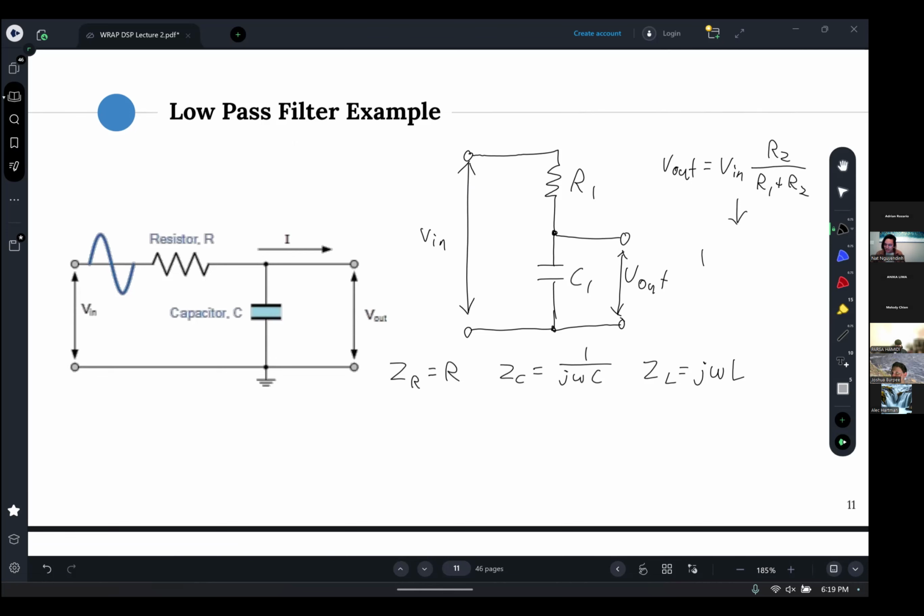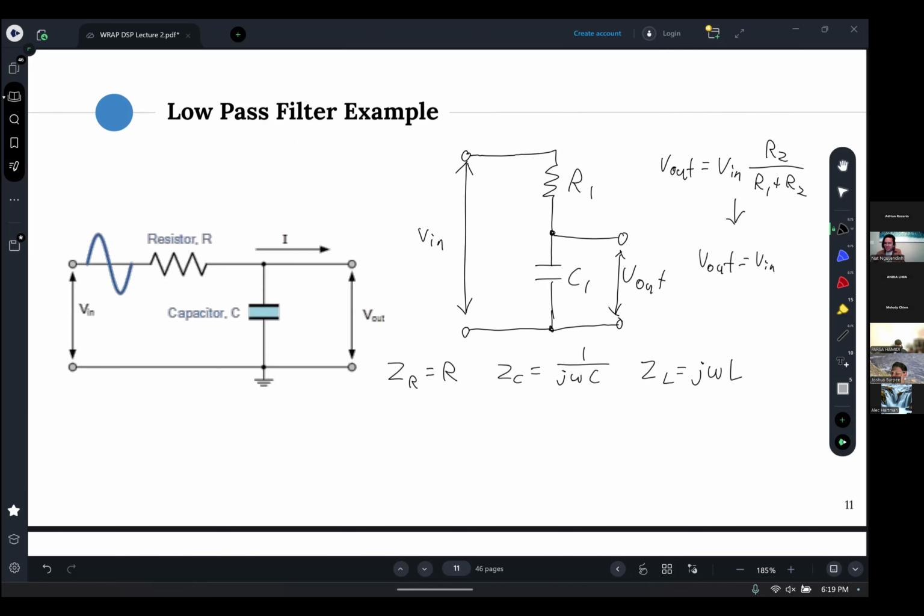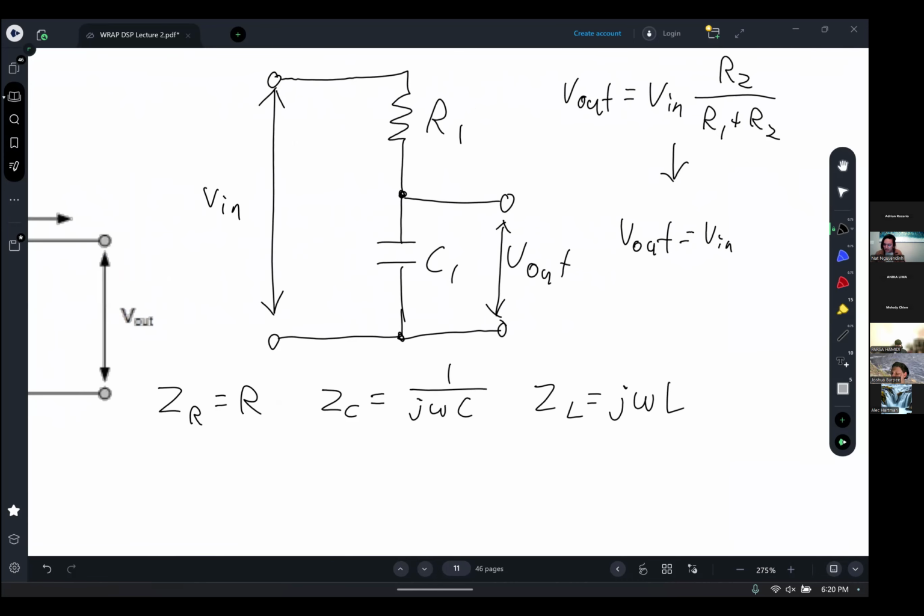So now I have V out equals V in. Sorry, it's getting a little crowded here. I'm used to the whiteboard lectures where I have much more space. So this is my first time giving a lecture on something like this. So just bear with me. But all right.